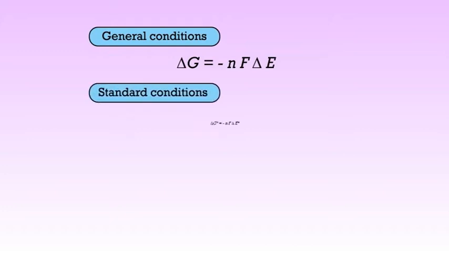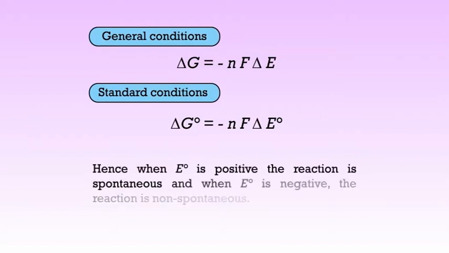The electrochemical potential E associated with an electrochemical reaction is defined as the decrease in Gibbs free energy per coulomb of charge transferred, which leads to the relationship delta G equals minus nF delta E. This is under general conditions. At standard conditions, delta G naught equals minus nF delta E naught. Hence, when E naught is positive, the reaction is spontaneous, and when E naught is negative, the reaction is non-spontaneous.